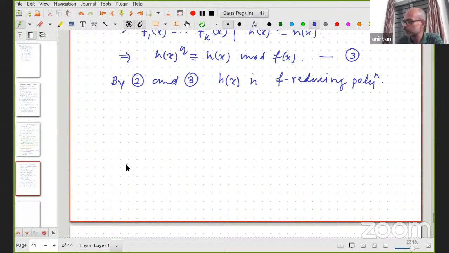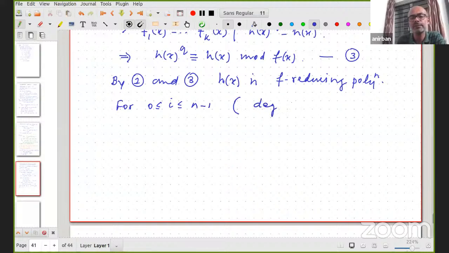Let me write it in this way. The first step is a bit unclear as to why we are doing it, but once we go to the second step, it will be clear why we are doing it. So let x to the iq, for 0 less than or equal to i less than or equal to n minus 1. Just recall that the degree of f(x) is n.